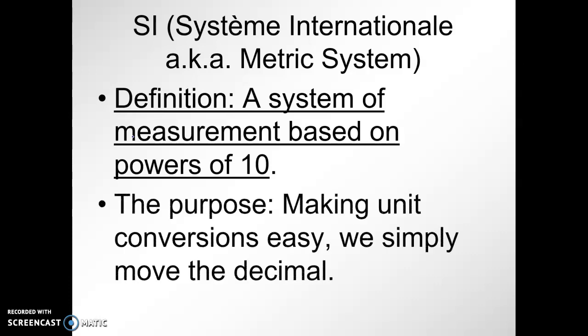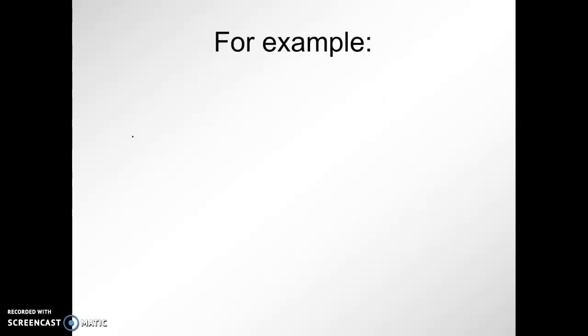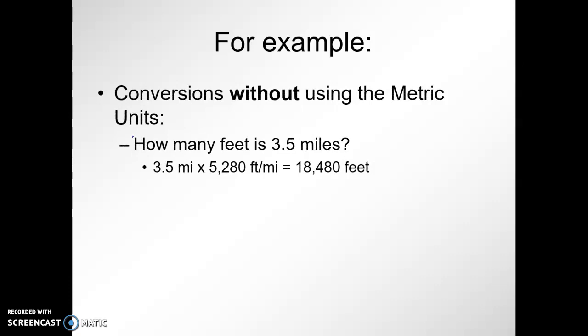of 10. And the purpose of it is to make unit conversions easy because you can simply just move the decimal. For example, conversions without using the metric system or metric units, if you're going to use feet and miles, those are not metric units. So to convert how many feet is in 3.5 miles, you'd have to know that this is the unit of conversion. 5,280 feet goes into every mile. So you'd have to multiply the 3.5 times 5,280 and you would get 18,480 feet. Not something that you can do really quick in your head.